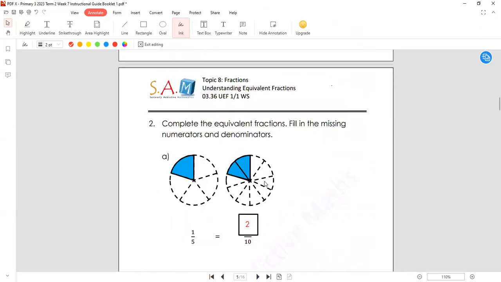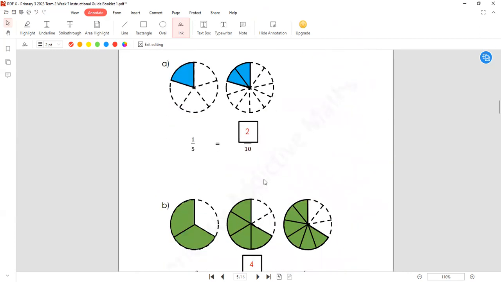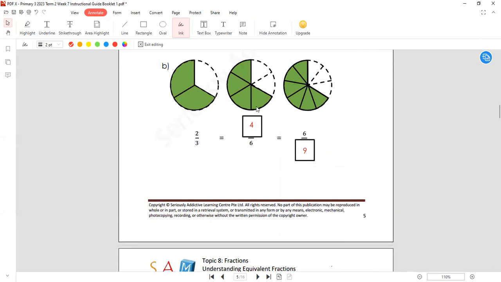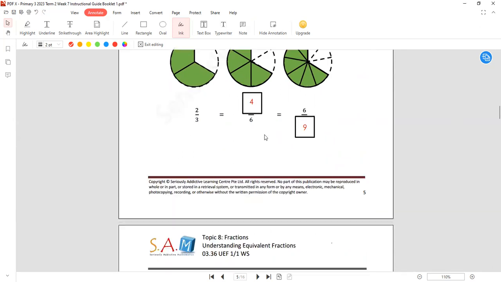All right, and then get them to complete all these. These would be quite easy, so they can actually rely on pictures here. 1 out of 5 is the same as 2 out of 10. All right, so what about denominator, right? So 2 out of 3 is equal to 4 parts out of a total of 6 parts.